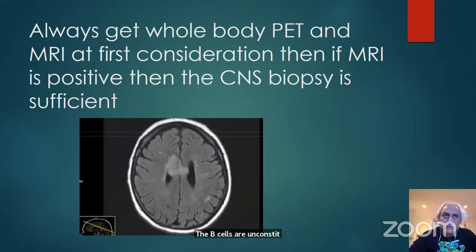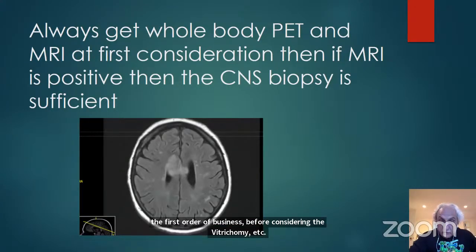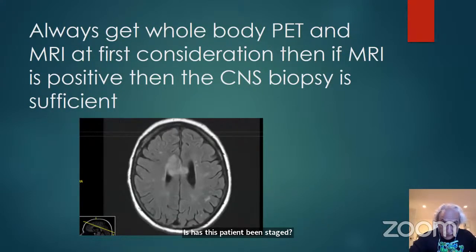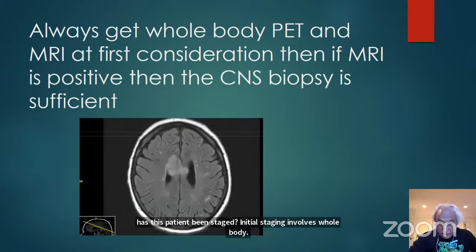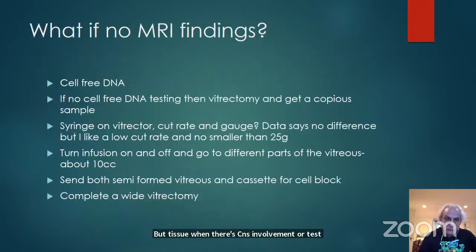So the first order of business before considering vitrectomy, etc., is, has this patient been staged? And initial staging involves whole body PET and an MRI of the brain. And if the MRI is positive, then the CNS biopsy is sufficient. You don't have to do the vitrectomy in the eye unless you want to do it for the reasons we'll talk about shortly. But tissue, when there's CNS involvement or testicular involvement, is an issue.